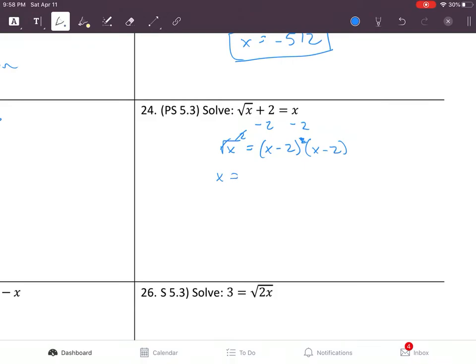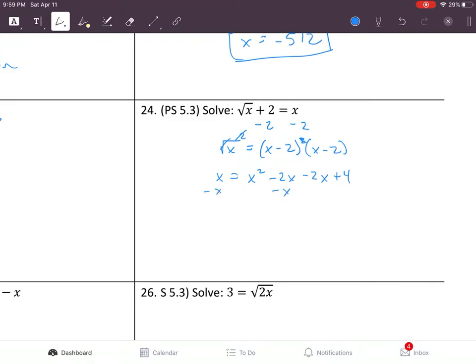All right, the square root and the square root will go away. We'll get x on the left side. Then we have to distribute x minus 2 times itself. X times x is x squared. X times negative 2 is negative 2x. Negative 2 times x is negative 2x again. And negative 2 times negative 2 is positive 4.